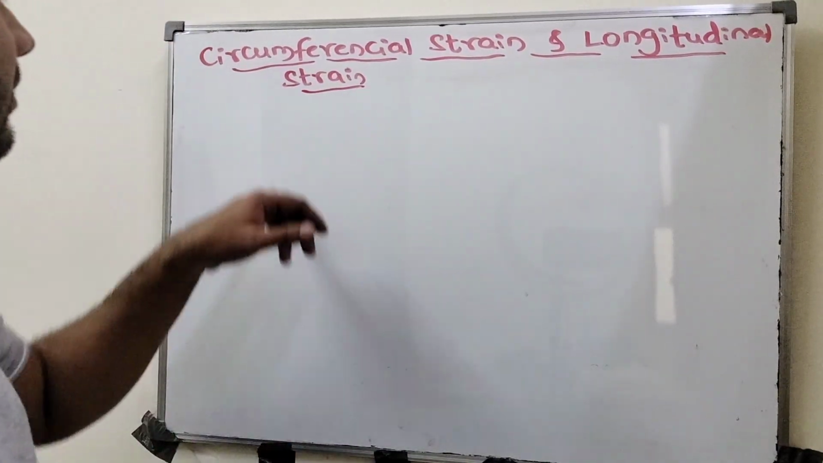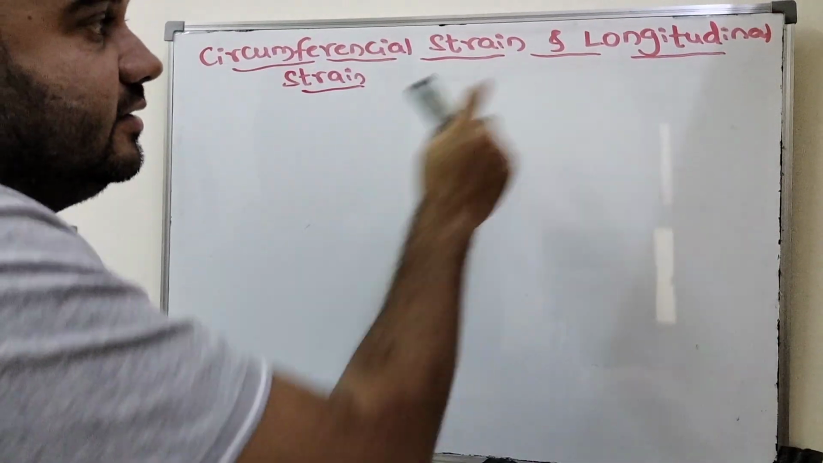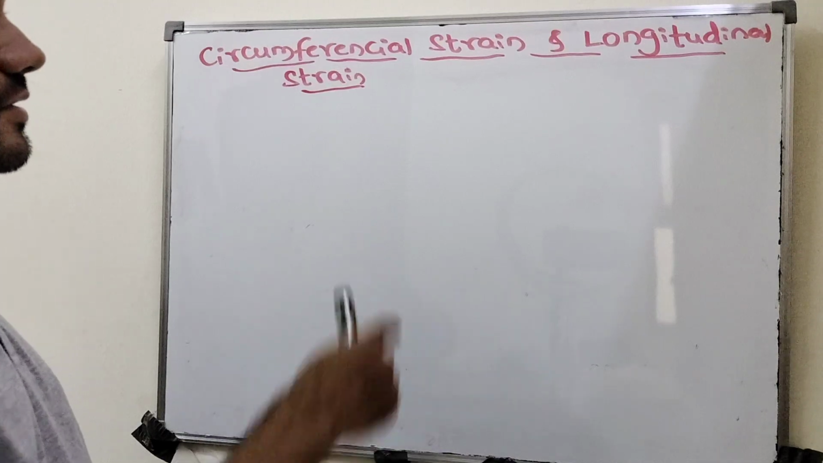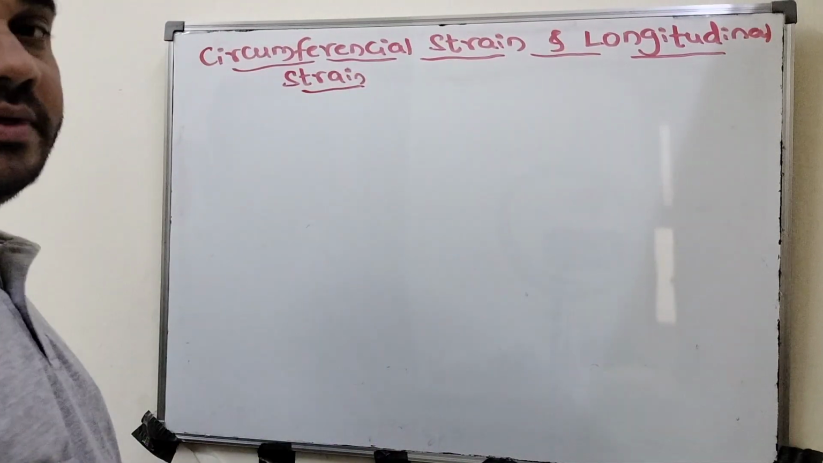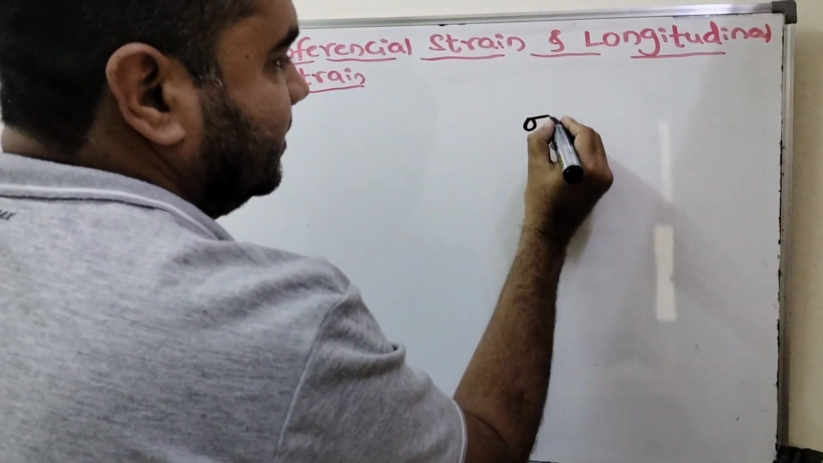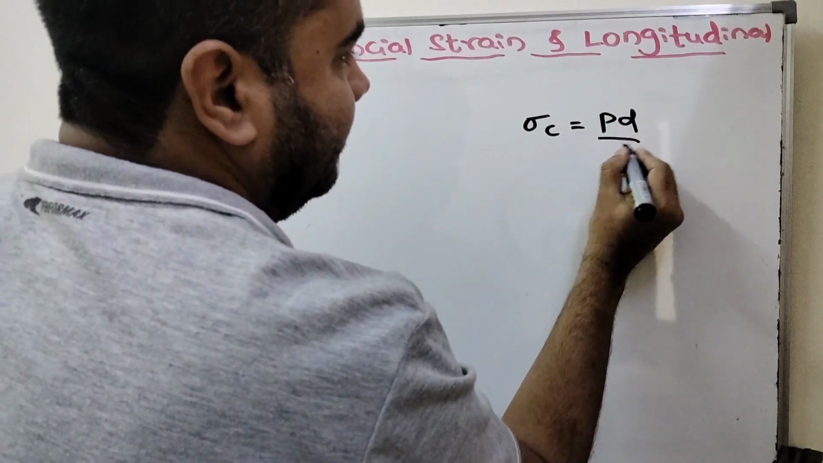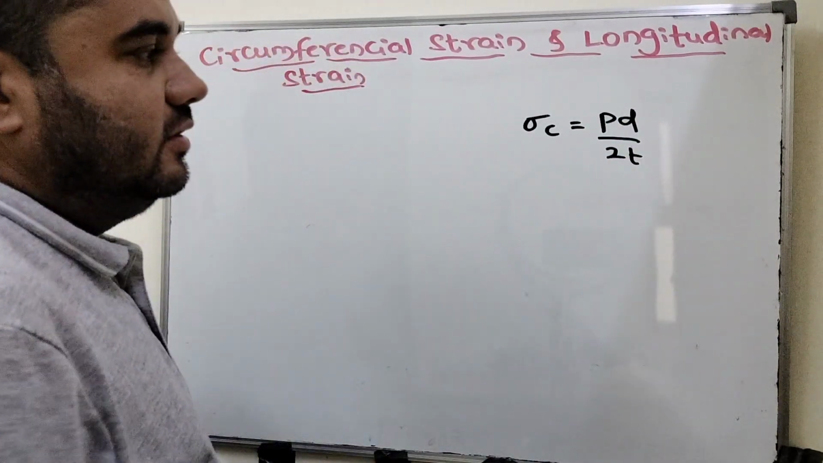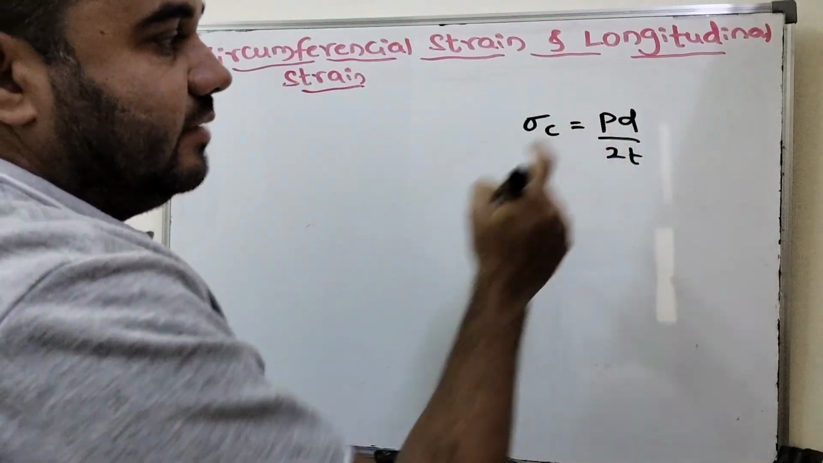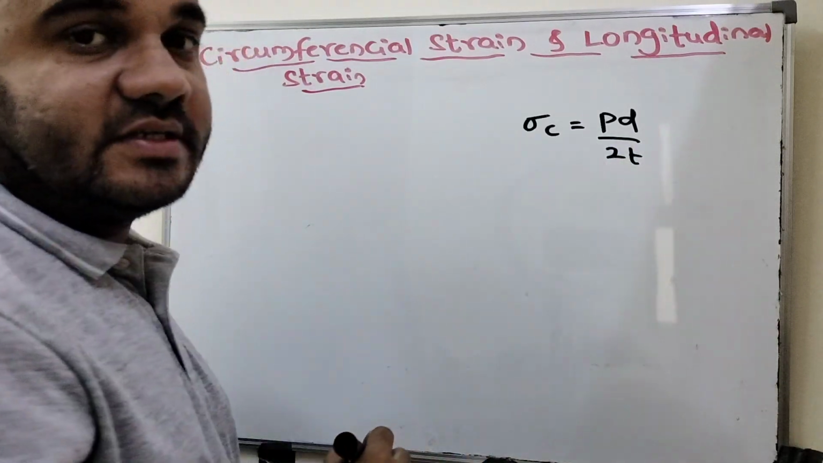In this video, we will derive an expression for the circumferential strain and the longitudinal strain. In the last video, we derived the expression for the circumferential stress and the longitudinal stress. Circumferential stress equals PD divided by 2T, where P is the pressure of the fluid inside the cylinder, D is the inner diameter of the cylinder, and T is the thickness of the cylinder.